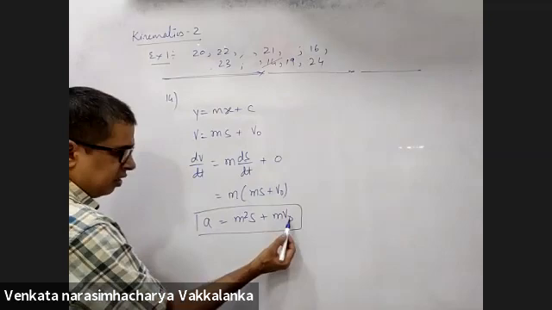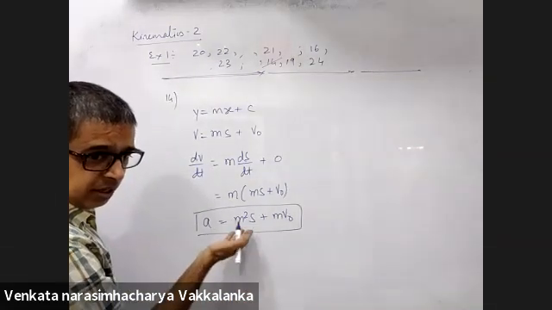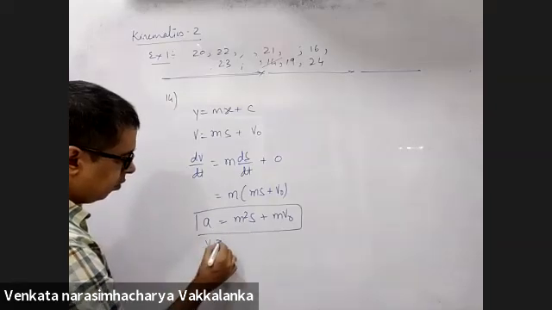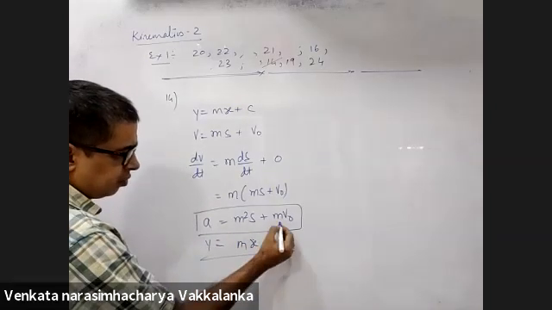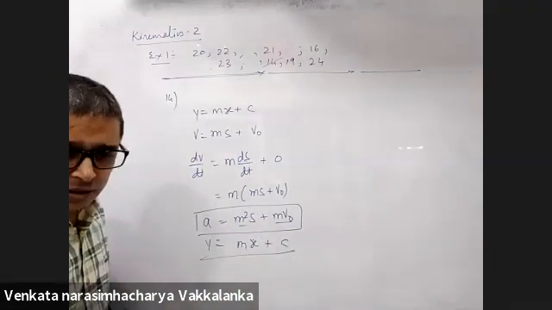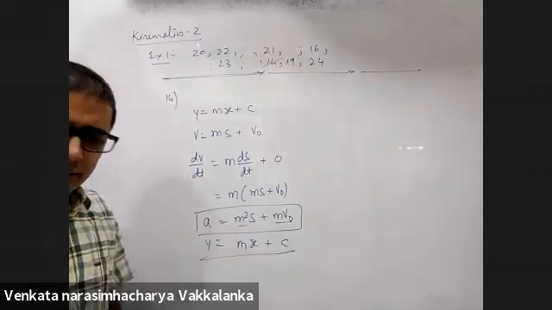M is a constant, v naught is a constant, s is displacement. You want the acceleration displacement graph. It is again a straight line. Y is equal to mx plus c. C value changes, slope changes. That's all. It is again a straight line. Acceleration displacement is what was asked, right?